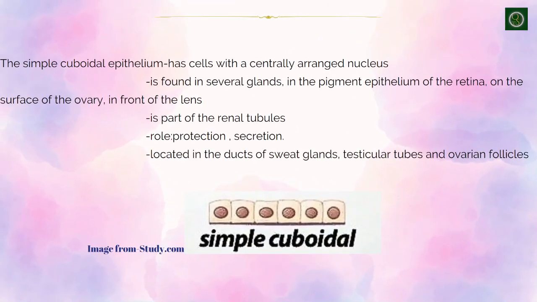The simple cuboidal epithelium has cells with a centrally arranged nucleus. This epithelium is found in several glands: in the pigment epithelium of the retina, on the surface of the ovary, in front of the lens, and is part of the renal tubules. Its role is protection and secretion.